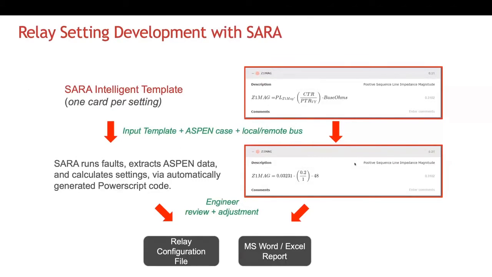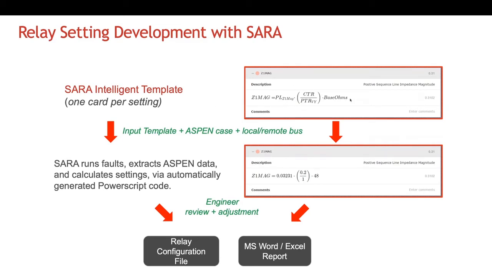So this is just a high-level overview of how SARA works. We have this notion of a card, and each card corresponds to a relay setting. You'll see here, over on the right, this is just defining the impedance of the primary line. And this term here, PLZ1 mag, is a term that's defined within SARA, and then a little micro algorithm, a little script, will be generated to actually sum up the different sections of the primary line, hopping across tap buses to find the impedance.